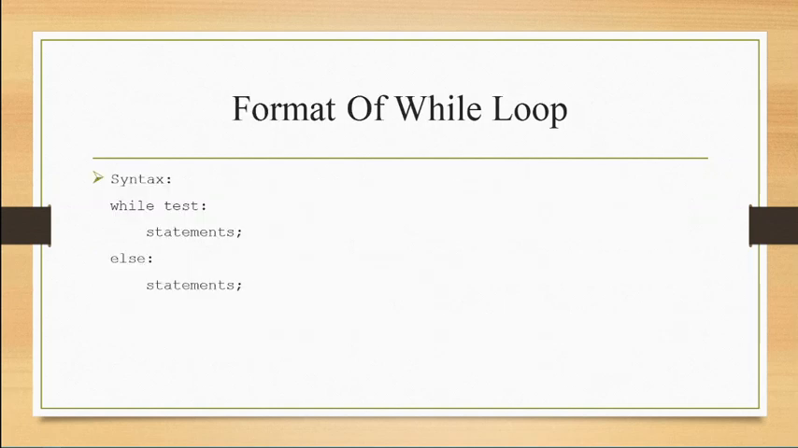As you can see here in the format, while test, until this test is true, the statements in the while block will be executed repeatedly. As soon as the test condition fails, it will come out of the block and it will execute the other statements outside the while loop. Here we have an else statement which is completely optional. If the while condition is false in the first attempt, it will jump to else.